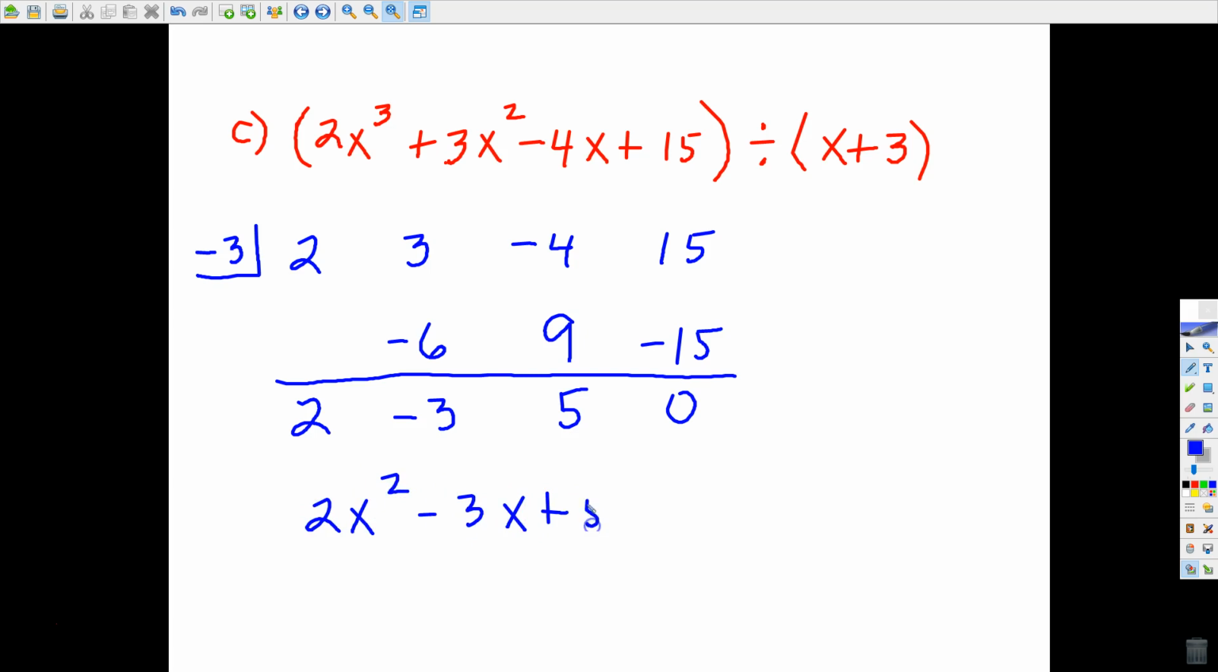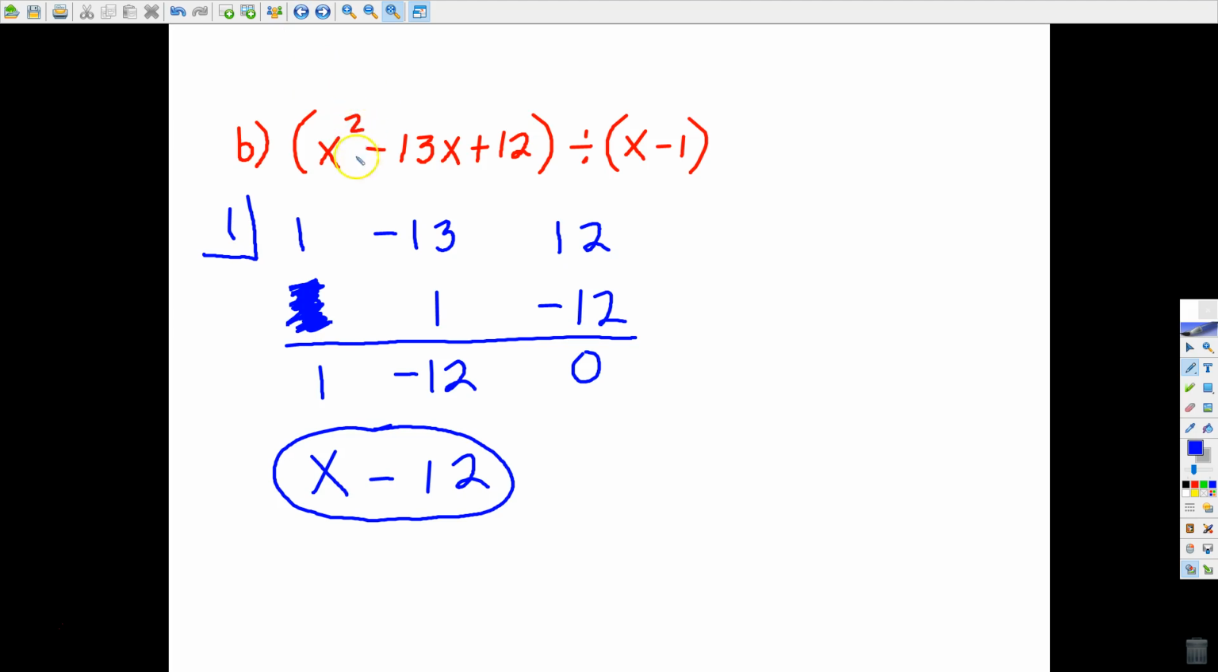Very good. Now here's something that you can check. This should always be true. When you get your answer, it should be 1 degree less than what you divided into. Do you notice how my answer is 2nd degree, but I divided into 3rd degree? We divided into 2nd degree, answer is 1st degree. That should always be true.